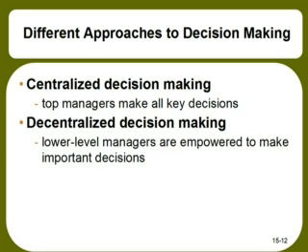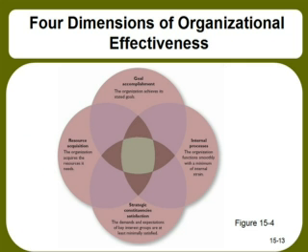Organizations can also be analyzed and evaluated based on their models of decision-making. There are two fundamental approaches to decision-making in organizations. Centralized decision-making is an approach where top management controls information and makes all important decisions. By contrast, decentralized decision-making is an approach where the decision-making authority has been delegated down to lower levels of management who have been empowered to make important decisions. In a decentralized system, decisions are usually made closest to where the impact of the decision will be felt.